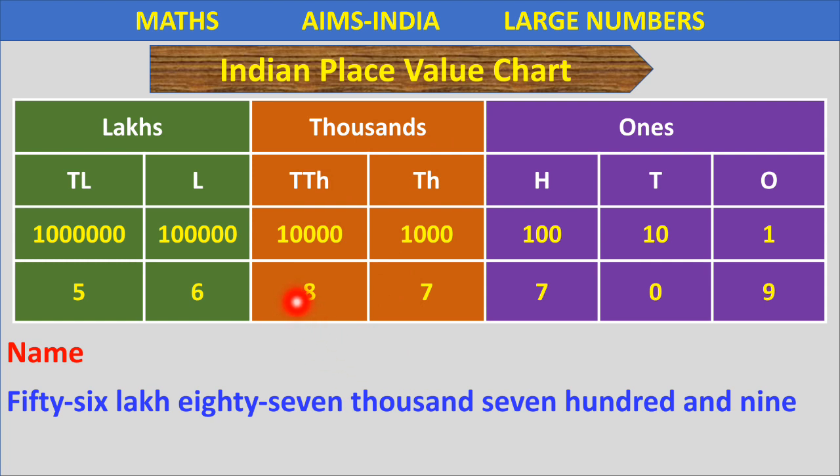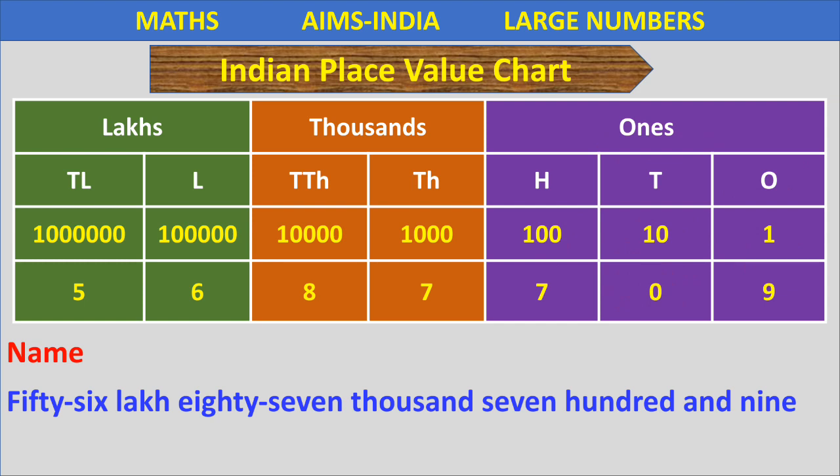We read it as 87,000. 56 lakhs 87,709. 709. 0 is in tens place, so we do not read 0 here. Simply we skip from 700 to 9, as there is no 0. What does 0 mean? 0 means that there is no number in tens place. When there is no number, there is no need to read that number.